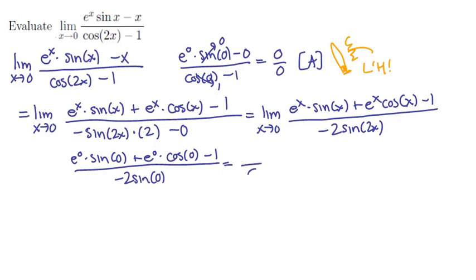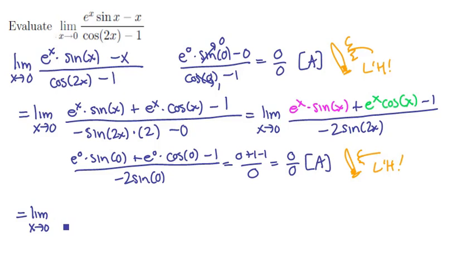Cleaning up on the top, this is going to be 0 plus 1 minus 1, or 0 on top, 0 on the bottom, so it's still type A indeterminate, and so we're going to hit it with the L'Hopital stick one more time. This is going to take a little bit more effort. So we still have the limit as x tends to 0. We've got to replace the top by the derivative of the top, so leave some space here.